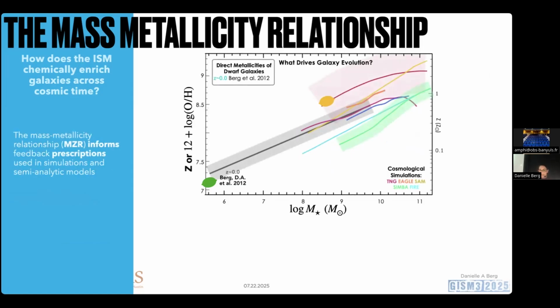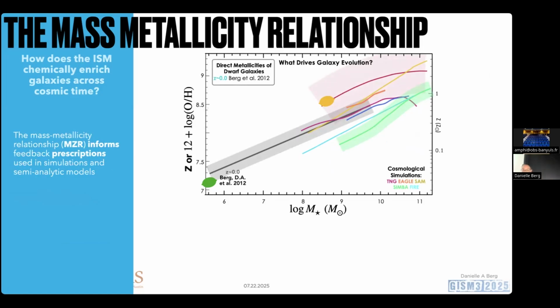Okay, and then there's a lot of promise for this going forward, or reasons we want to do this better and better, because cosmological simulations and semi-analytical models make a lot of different predictions for what the mass metallicity relationship should look like. And in particular, the amount of feedback tends to really change what the slope looks like and what the overall offset is.